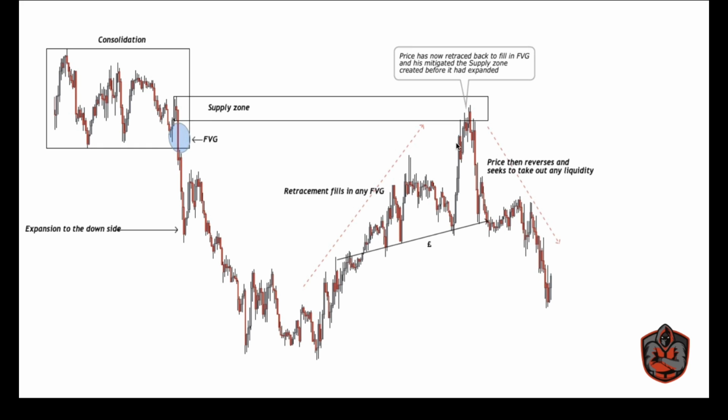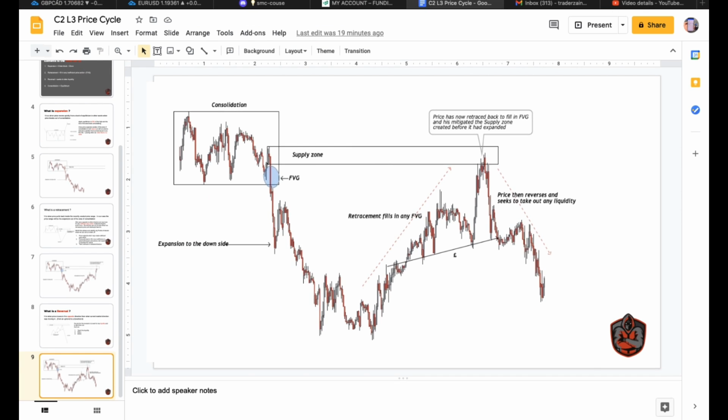And number 4, reversal, seeks to take out any liquidity. What do we have here? Trend line. And what is that? Liquidity. What did price do? Seeks to take it out. Now, that is literally all. These are the 4 concepts to understanding price cycle. And I'm going to quickly show you guys examples before I wrap up this lesson.